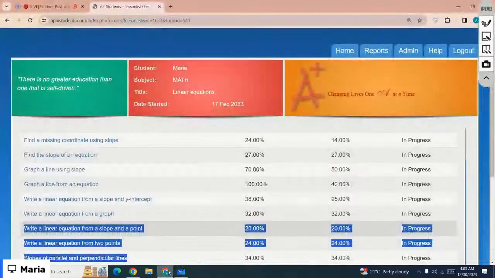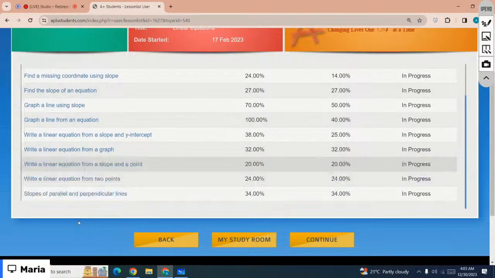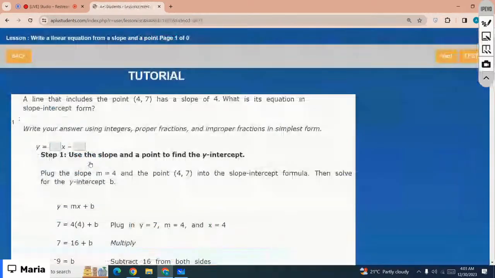Here I am on the lesson linear equations. Let's start with the lesson, write a linear equation from a slope and a point. Basically, you are given a point and a slope, and you have to write down the equation in slope intercept form. Let's start with the first example. A line that includes the point 4, 7 has a slope of 4. You have to write down the equation in slope intercept form, right?